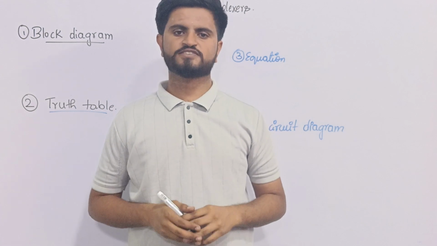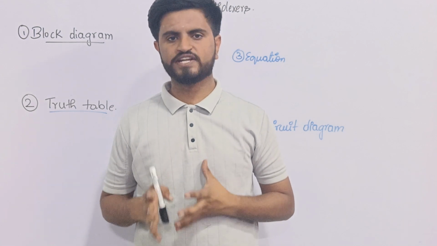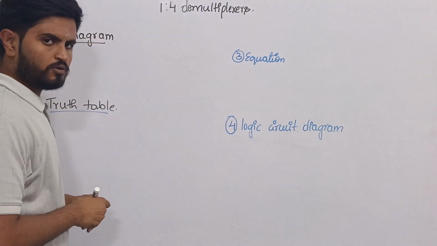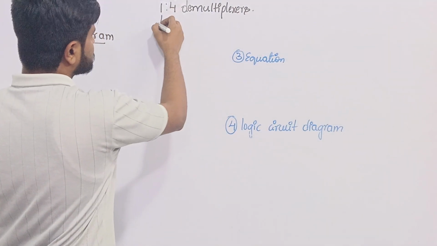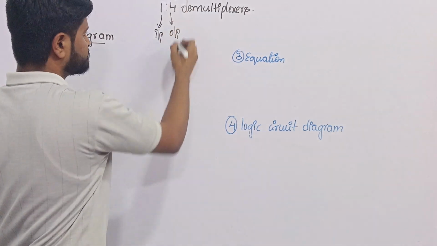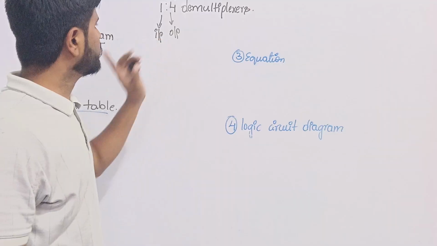Everyone, in this video let's discuss the 1:4 demultiplexer. You can call it a 1:4 DEMUX also. As the name suggests, there will be one input and four outputs.